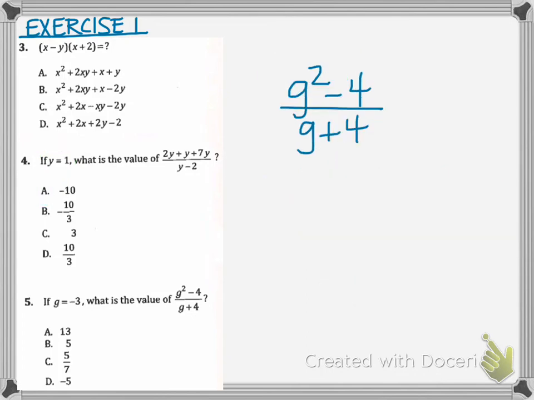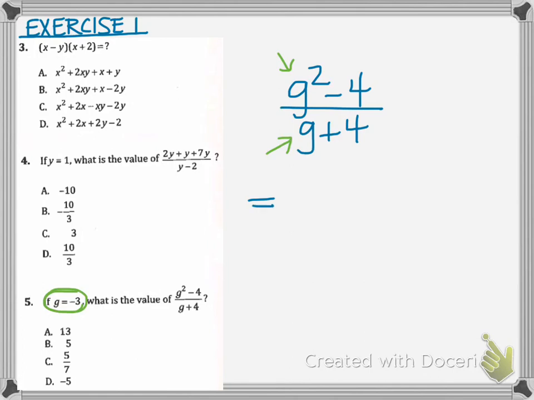For number 5, it's very similar to number 4. It gives us a value for a variable. So we want to replace everywhere we see g with negative 3. This is called evaluating, when you replace a variable with its value. So let's go ahead and try that out. The g is negative 3.